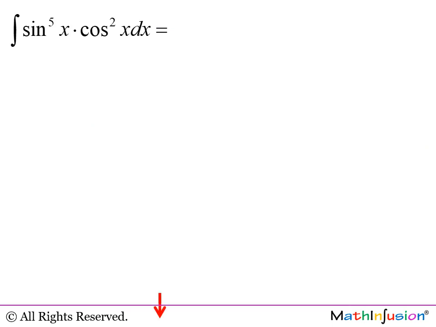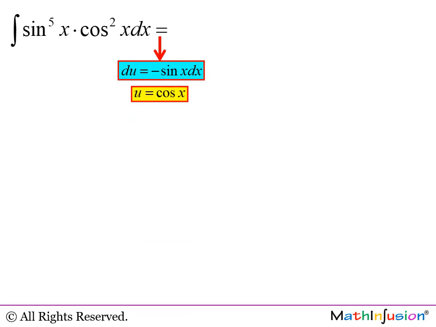Let's do it in the right way. Du will be negative sine x dx. The only reason to take the minus here, you don't have to, is because I always prefer that u will not have a negative sign in front of it, but it's okay to take du as sine x dx and u as negative cosine x. You can also do it that way.